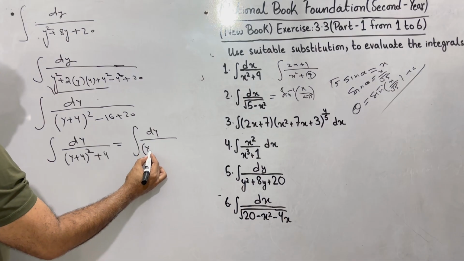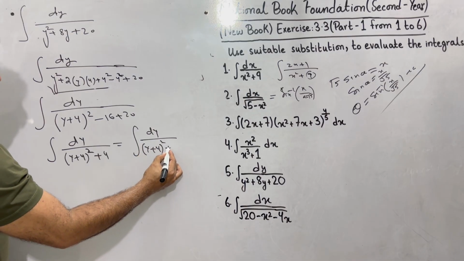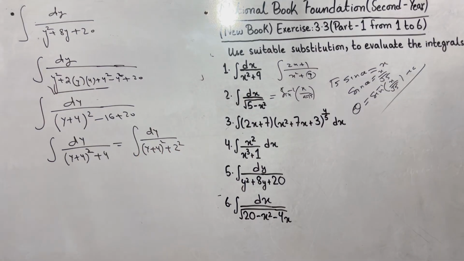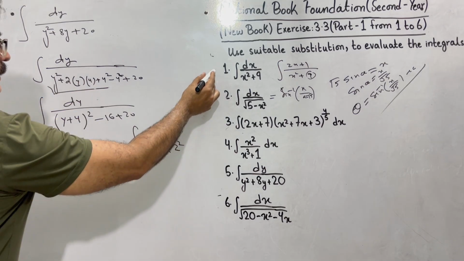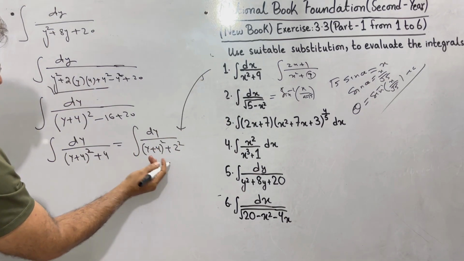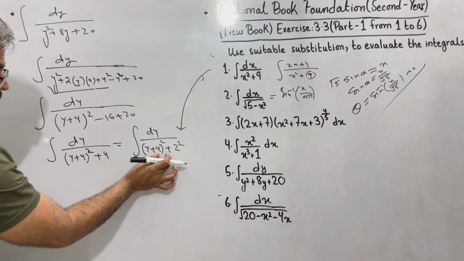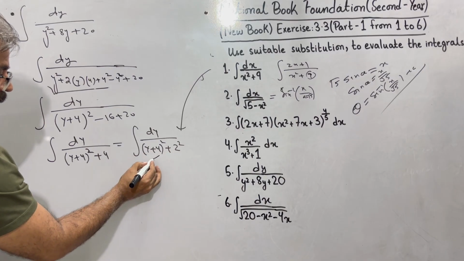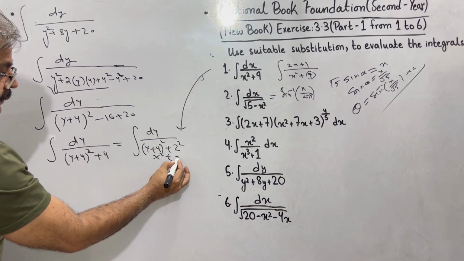dy over (y plus 4) whole square. Instead of 4, I can write 2 square. The same situation is present here, like that is the major symbol. That's our single variable form, x square plus a square.